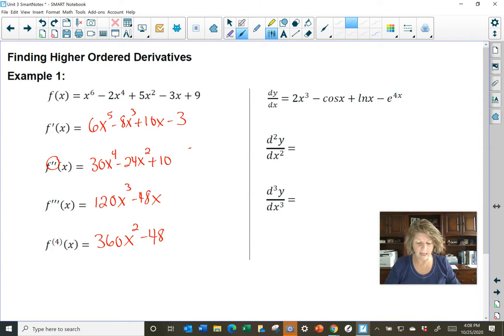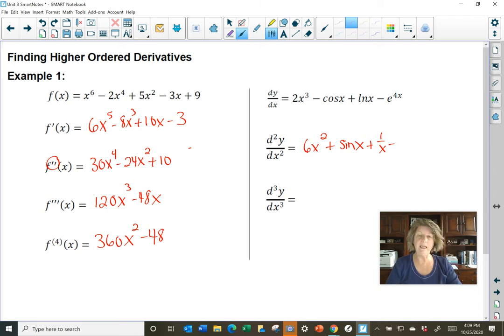On the right-hand side, we have some mixed functions going on there, and they want us to get to the second derivative. So I'm going to go 6x squared, that's just power rule. Derivative of cosine is negative sine. I got negative negative, so I'm going to put down a positive sine x. Derivative of natural log, that's an easy one. It's 1 over x, right?